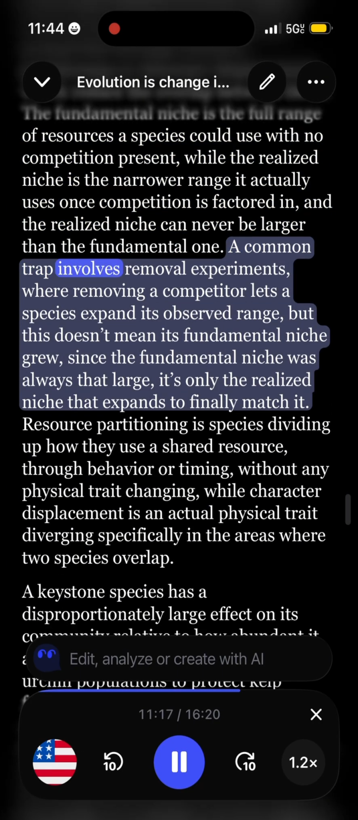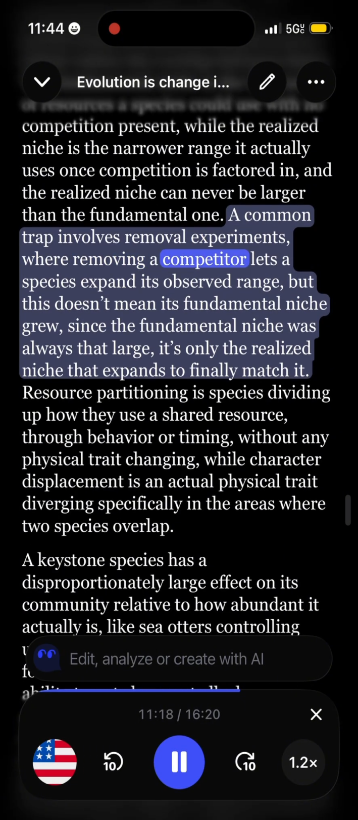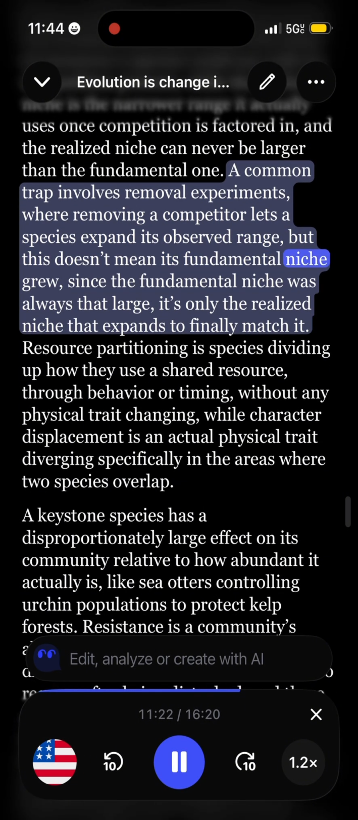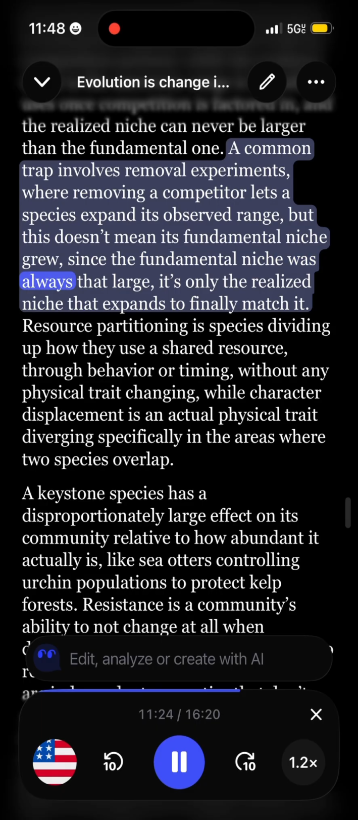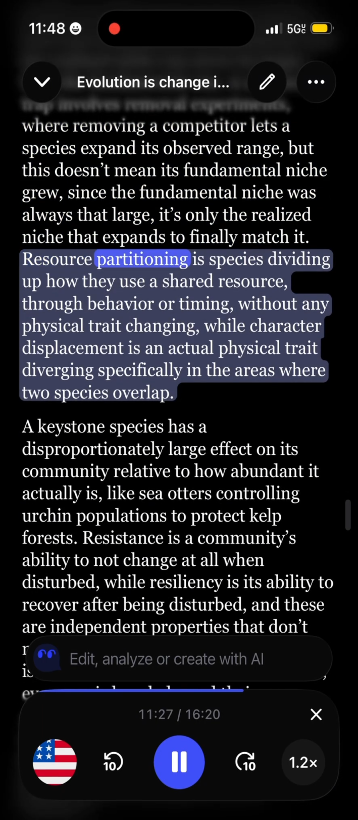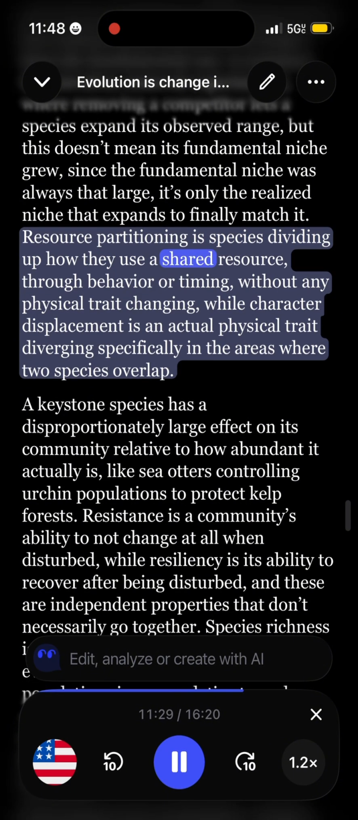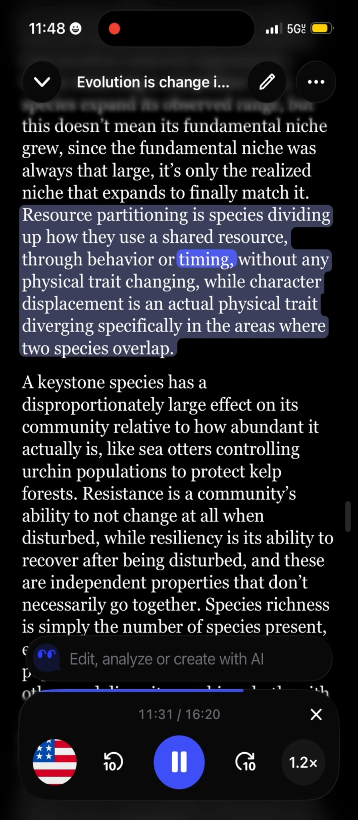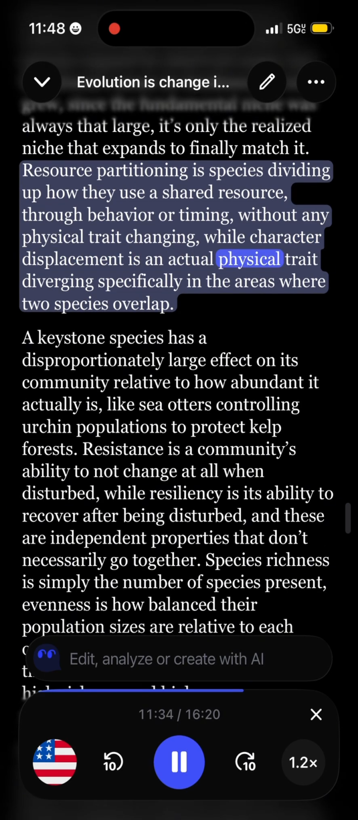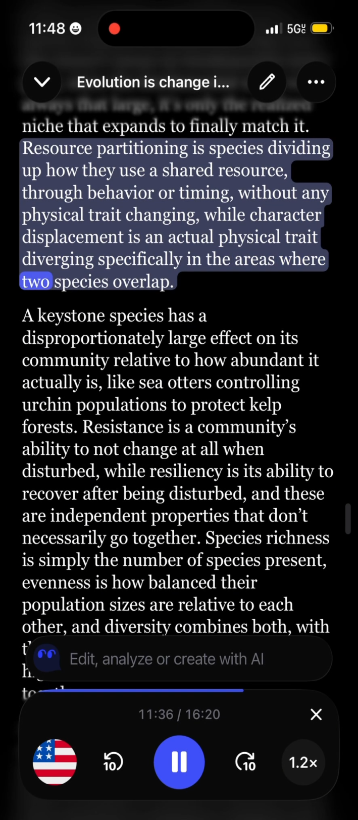A common trap involves removal experiments, where removing a competitor lets a species expand its observed range, but this doesn't mean its fundamental niche grew, since the fundamental niche was always that large. It's only the realized niche that expands to finally match it. Resource partitioning is species dividing up how they use a shared resource, through behavior or timing, without any physical trait changing, while character displacement is an actual physical trait diverging specifically in the areas where two species overlap.